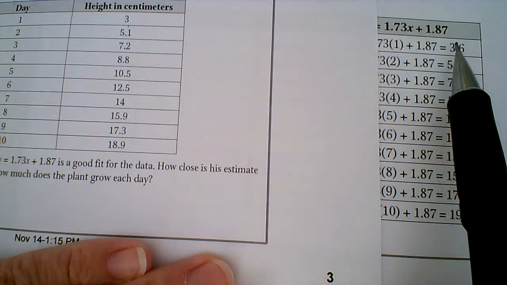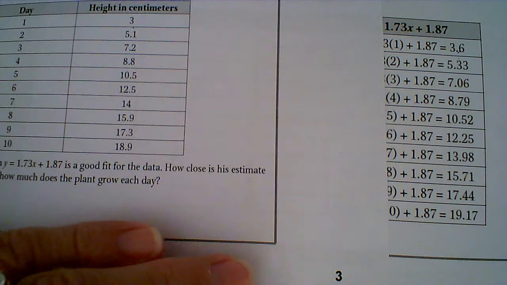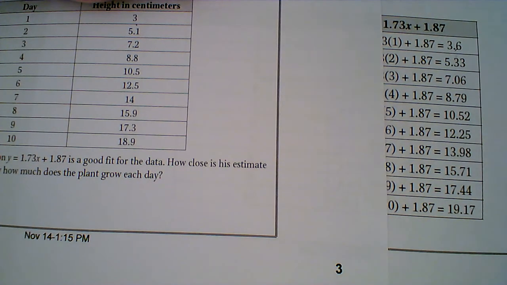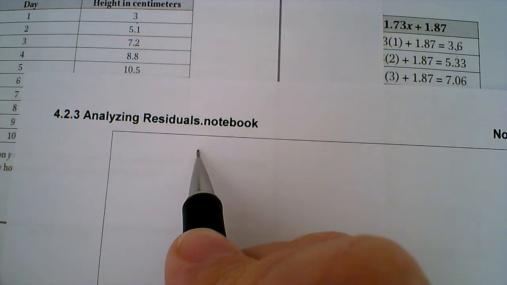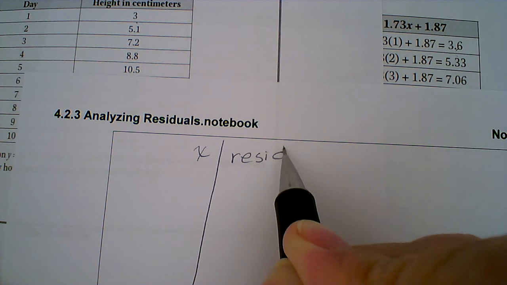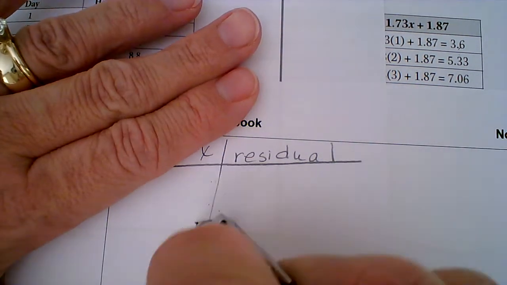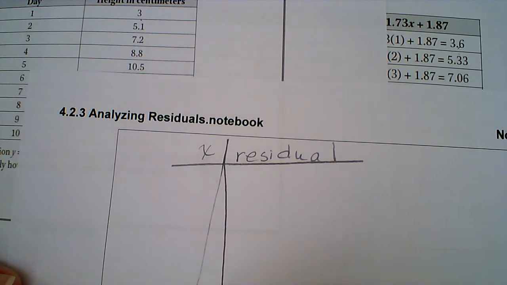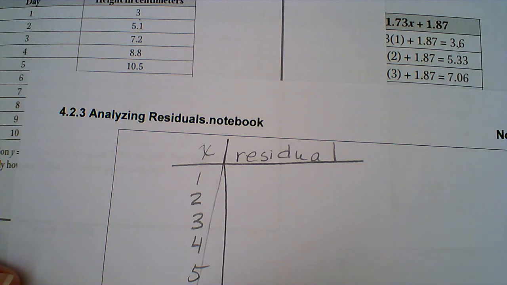So I would take 3 minus 3.6, and I would place that in a table. So let's go ahead and do that. So this is what we're calling our residual table. So I'm going to call this X, and I'm going to call this the residual. I didn't do a very straight line here. There we go. So again, we're going to have 1, 2, 3, 4, 5, 6, 7, 8, 9, and 10.